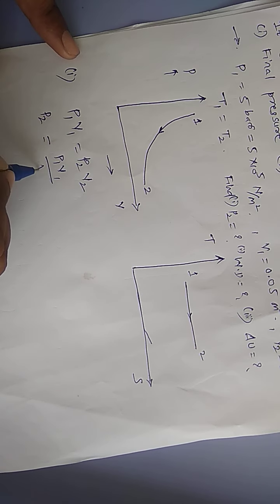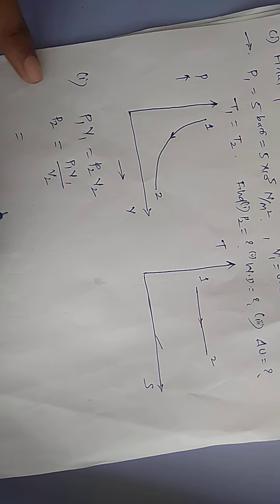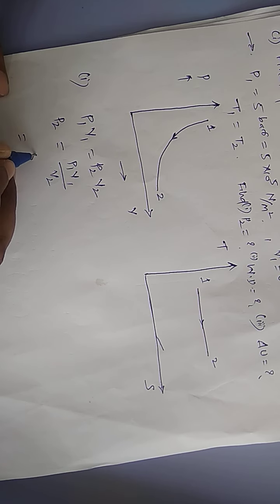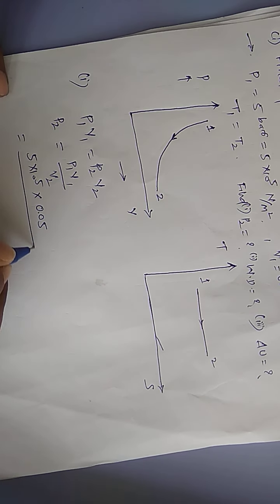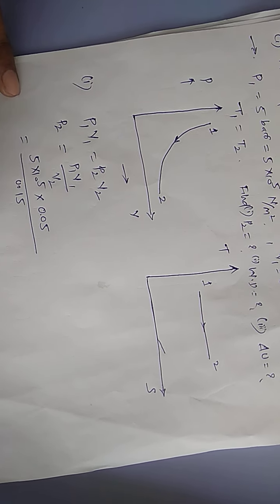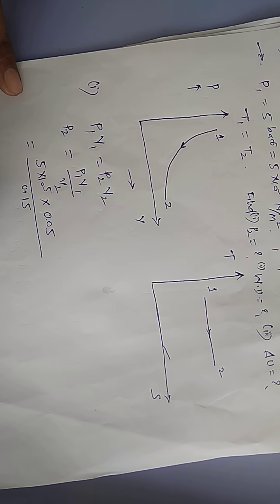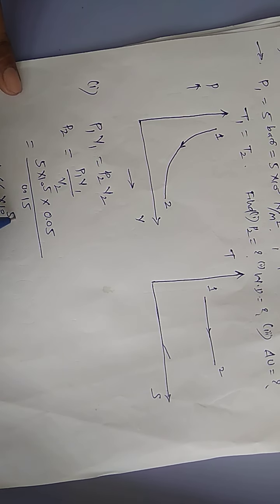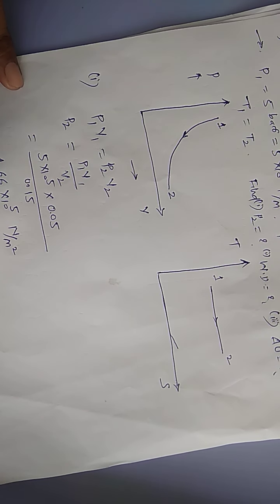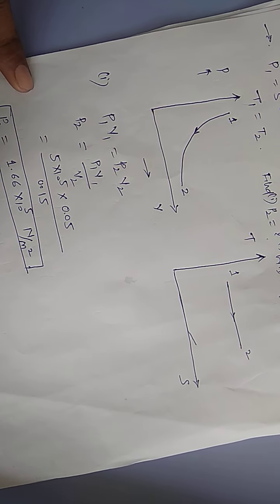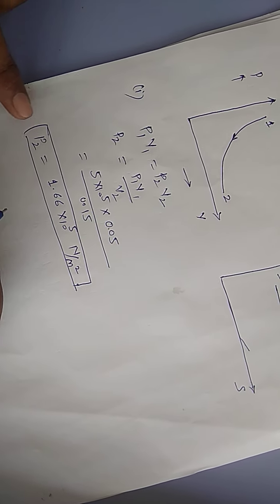For finding out P2, we can rearrange the equation: P1 V1 upon V2. Put the values: 5 into 10 raised to 5 into V1 0.05 upon V2 0.15, which is 1.66 into 10 raised to 5 Newton per meter square. This is the value of P2, or either we can write here 1.66 bar.